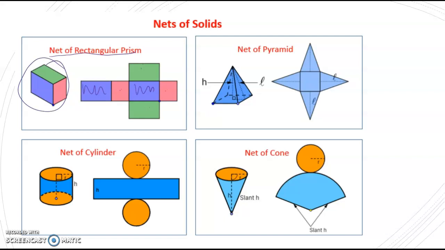I can make nets of all types of solids. I can make the net of a pyramid with a square base and triangular sides that meet at the vertex. Your vertex would be where these four points would meet.